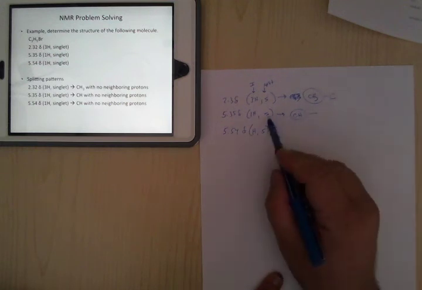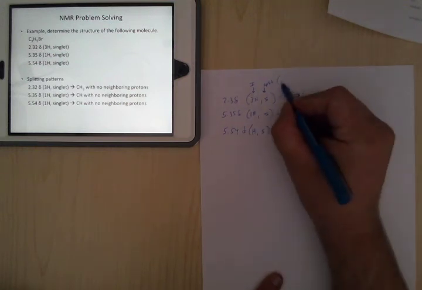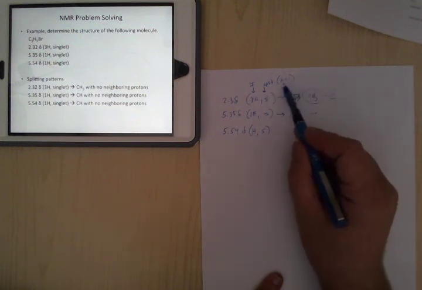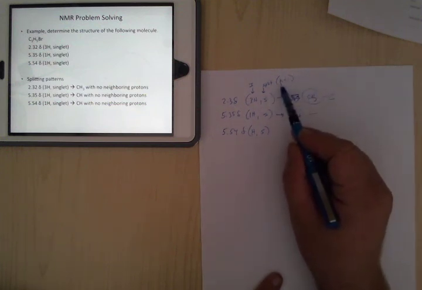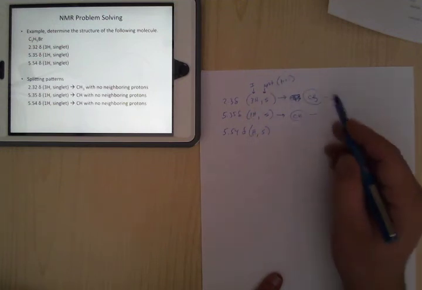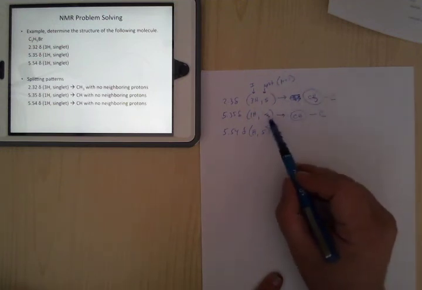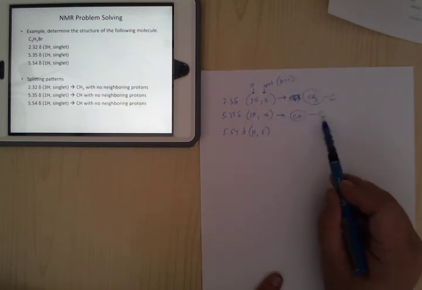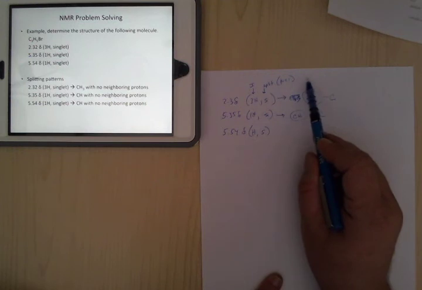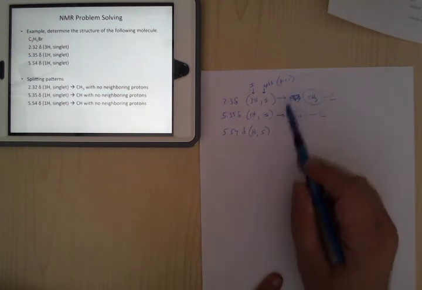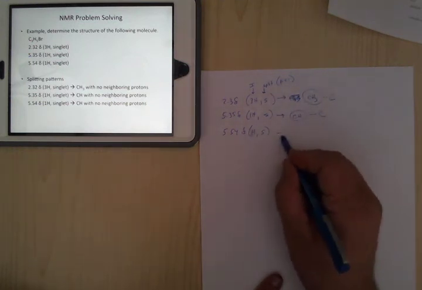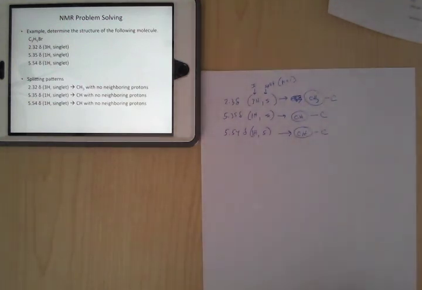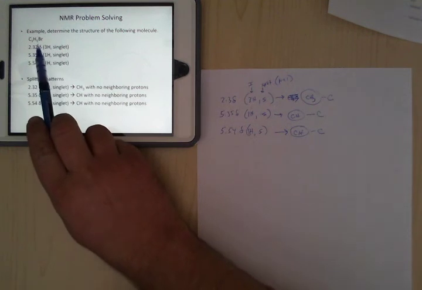How many neighbors does it have? Well, the split is n+1, right? So if we get 1 out here, the only way we can get 1 from this equation is n equals 0. That means that n is 0, because n+1 would equal 1, so it means n is equal to 0. Same thing down here, right? CH, C. Okay. Now we do have this bromine we have to take into account.